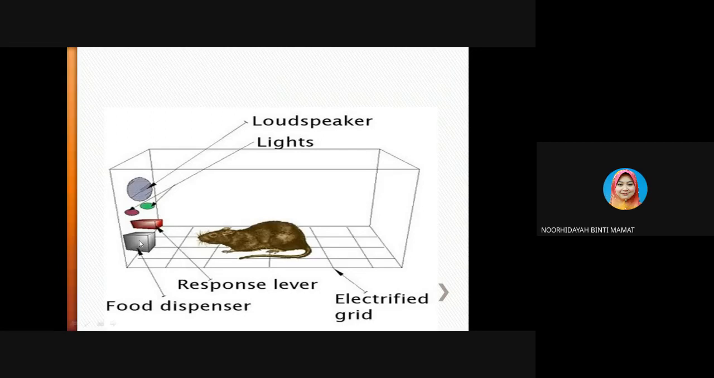So this is the food dispenser. This is the lever. When the rats press the lever, they will get food. And in the Skinner box there is also an electrified grid here.